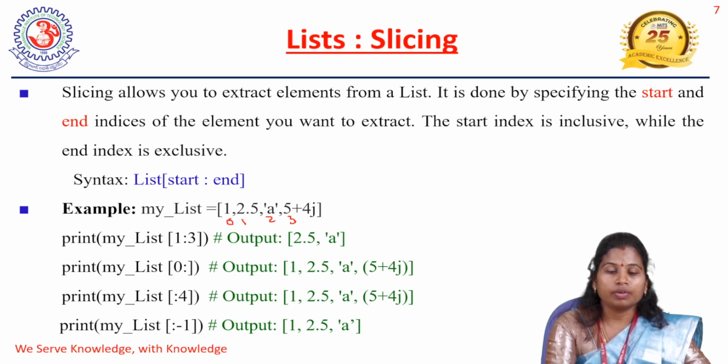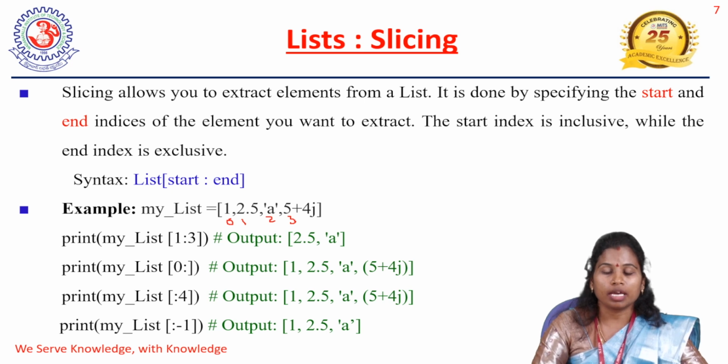After that the end value is 4. Here the first element is not defined, that means by default it will consider from 0 and end with 4. So 0 to 4. Here the last value 4 will be excluded. It will display the elements from 0 to 3 only. It will exclude the fourth one. After that we are passing it to the print function. Then we will get the output 1 comma 2.5 comma A comma 5 plus 4j on the output screen.